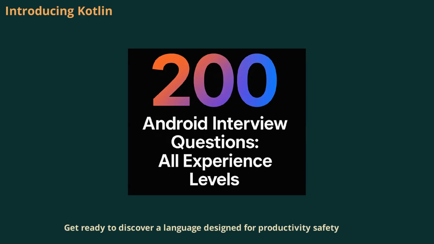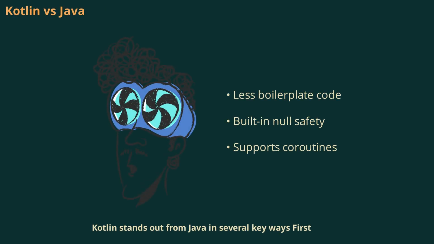Get ready to discover a language designed for productivity, safety, and flexibility. Kotlin stands out from Java in several key ways. First, it drastically reduces boilerplate code, meaning you write less and achieve more. Unlike Java, Kotlin doesn't require semicolons or manual getter-setter methods.